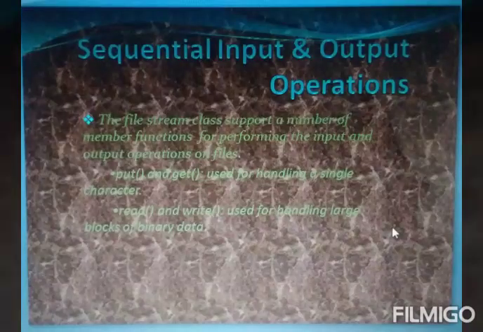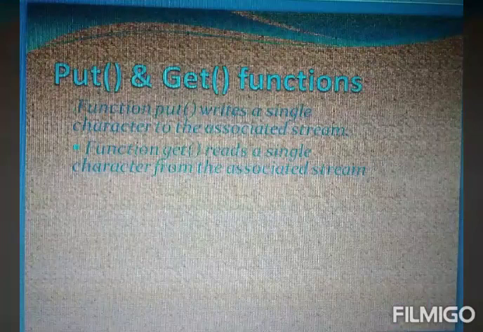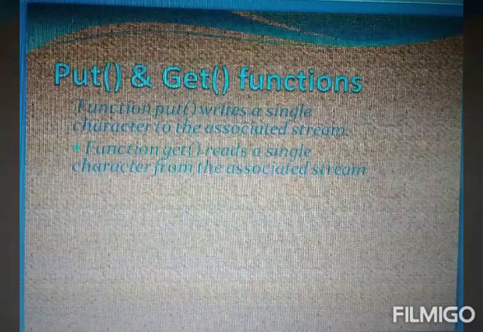Now, sequential input and output operations. The file stream classes support a number of member functions for performing input and output operations on files. put and get are used for handling a single character, while read and write are used for handling large blocks of binary data. Function put writes a single character to the associated stream, and the function get reads a single character from the associated stream.